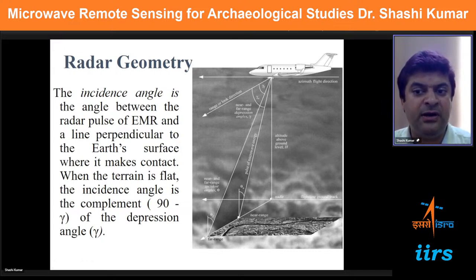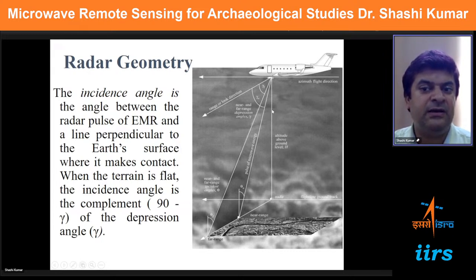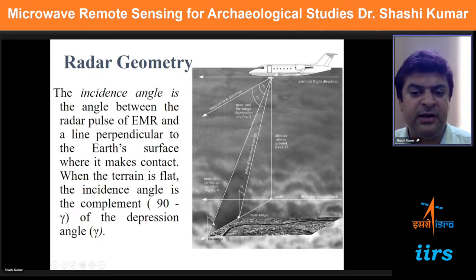systems are not nadir looking systems. It means that they do not transmit the electromagnetic pulses in the vertical direction. All the SAR sensors transmit the electromagnetic pulses either towards the left side or the right side, making some angle to the nadir. So all of these are side looking radar systems, and they transmit the electromagnetic pulses in a direction. That direction is known as the range direction. And there are several other terminologies like incidence angle and the depression angle.